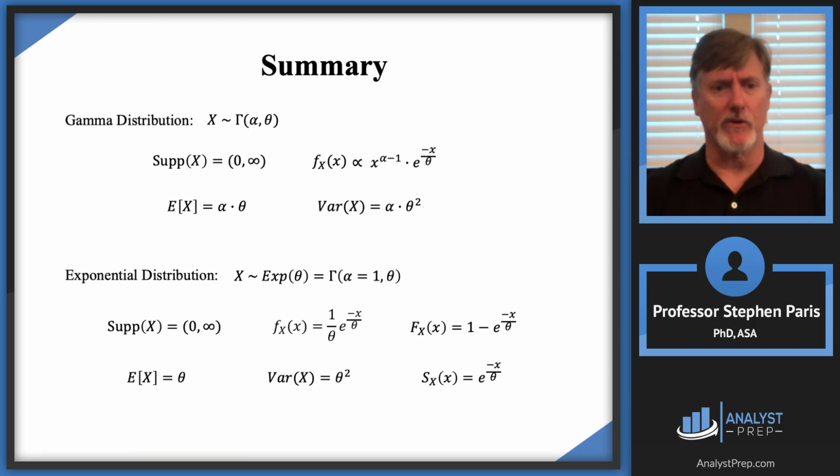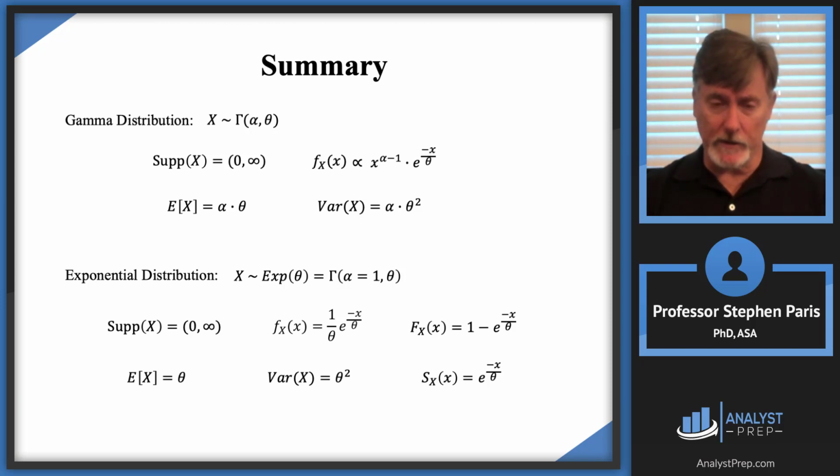Okay, so finally the last slide here is a summary. So you have a gamma distribution that has parameters alpha and theta. The support of a gamma distribution is 0 to infinity. The density function here is proportional to x to the alpha minus 1 e to the minus x over theta. And then the expected value is alpha times theta, and the variance is alpha times theta squared.